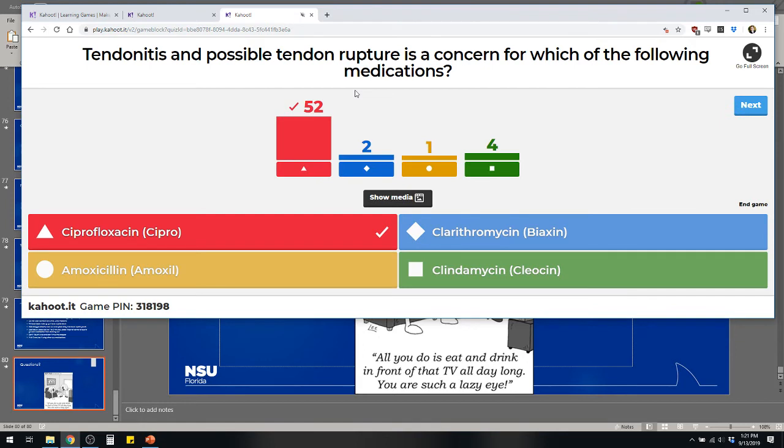Very good, right. So, as a class, what can cause the tendonitis? The fluoroquinolones, right, they can all do this, right? Cipro, levo, any of the floxacins are going to be able to do this here.